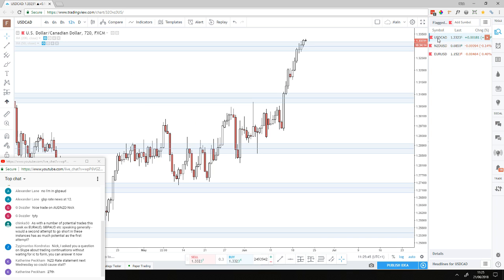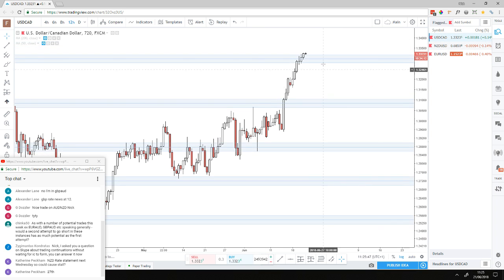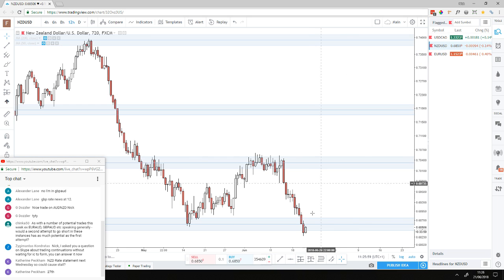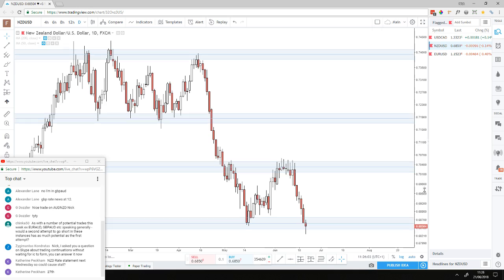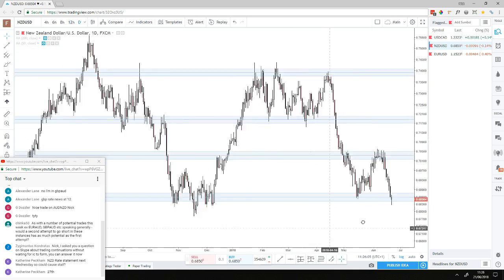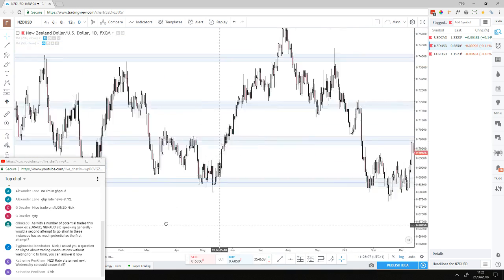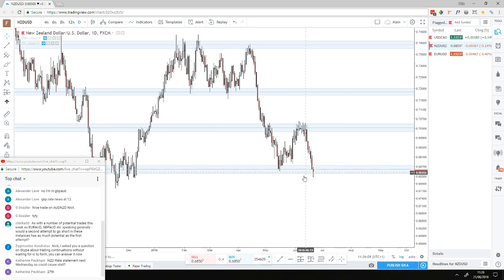So the potential setups we have, USD CAD, we're looking for a long continuation from this support level. I'm happy to look at that on lower time frames. We just need it to push up, come back down, boom, continuation. New Zealand USD, looking for a reversal from here. I mean, this is an immensely strong support area. It's held price back for 2 years. So we're looking to trade along from here.